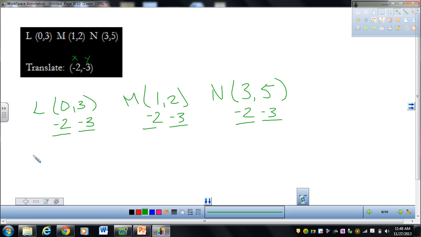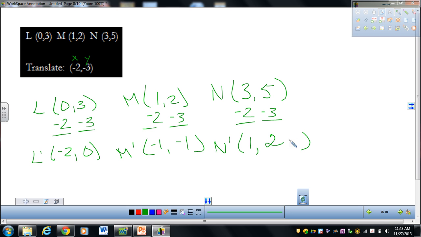So 0 and negative 2 gives me negative 2, and 3 and negative 3 gives me a 0 for L prime. M prime gives me 1 and negative 2, which is negative 1, and 2 and negative 3, which is also negative 1. And then my N prime, I've got 3 and negative 2, which gives me 1, and 5 and negative 3, which gives me 2. And here's my new point.